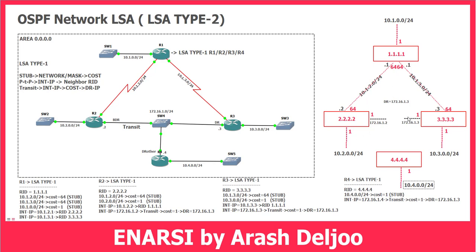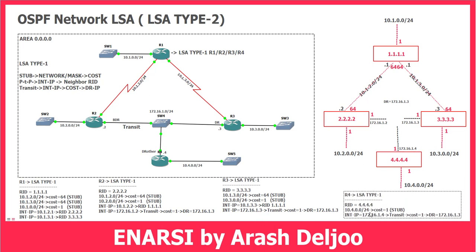This means that now router 4 also is connected to this transit network. This is router 4, with one link connected to this network. The cost of connectivity is 1 again, and the IP address of router 4 is 172.16.1.4, connected to this network. Also, the DR of this network is 172.16.1.3. All of this information is gathered only from the LSA type 1 received from router 1, router 2, router 3, and router 4.